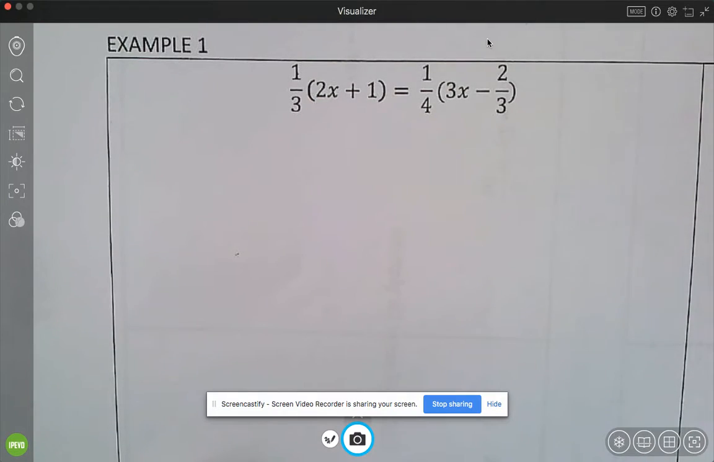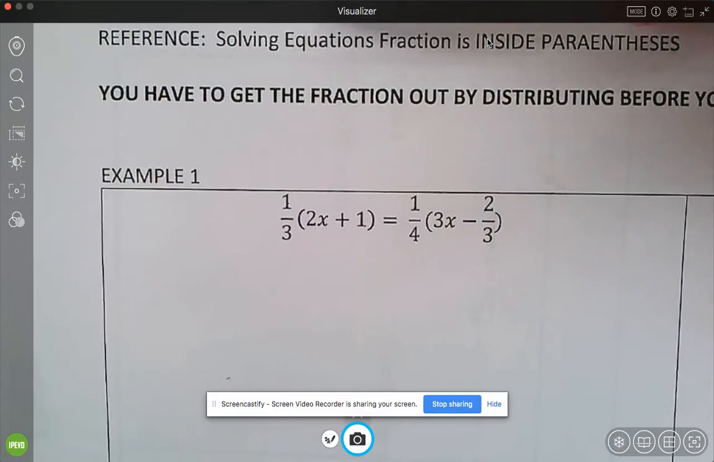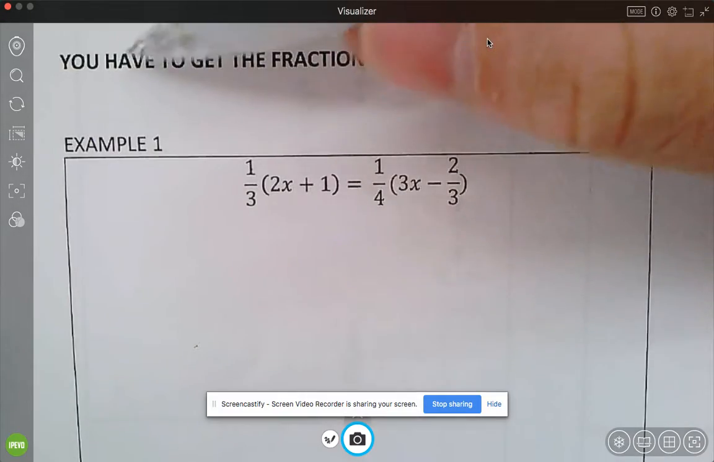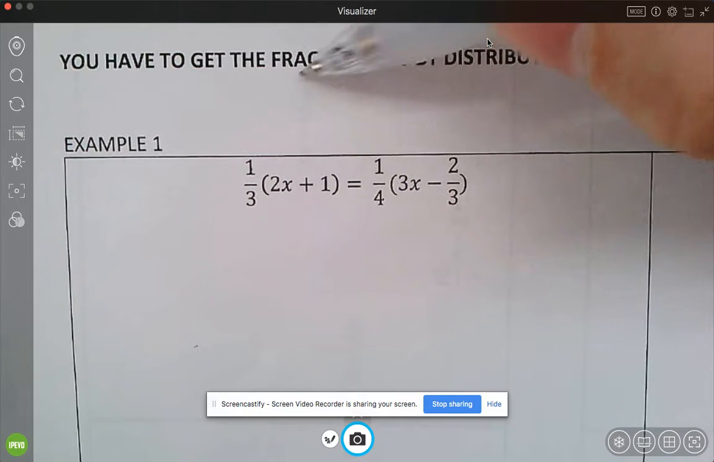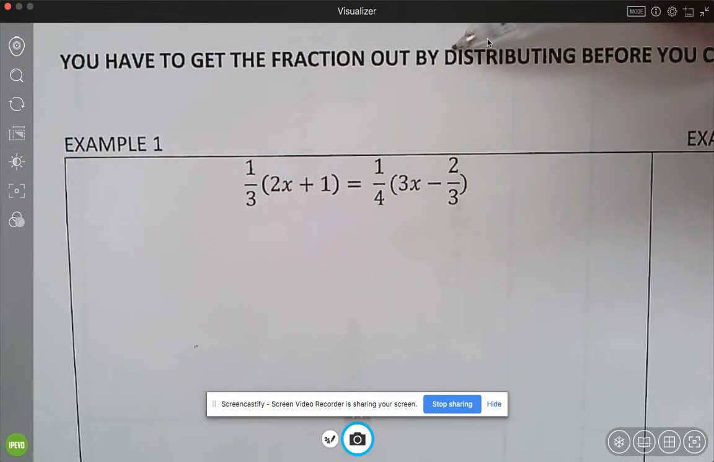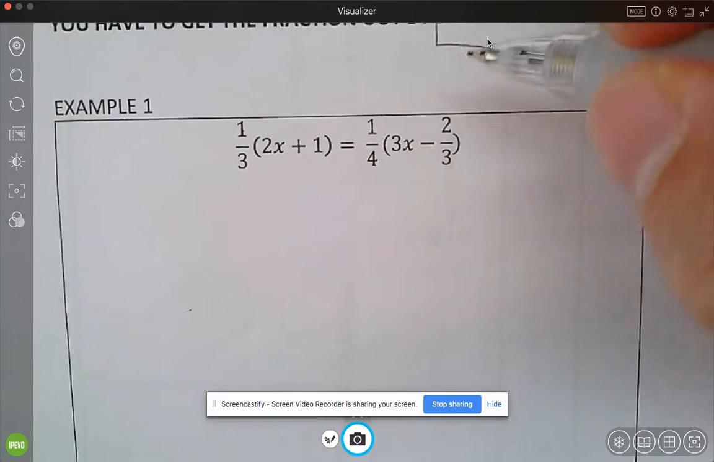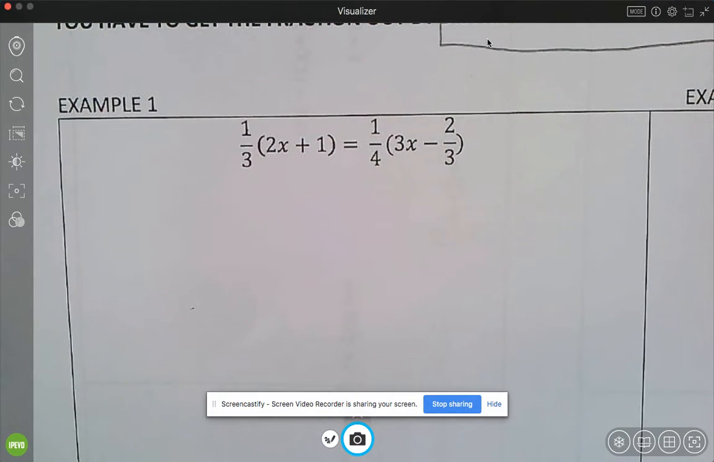All right, in today's video reference, we're going to learn how to solve equations with fractions inside parentheses. Just like we learned with one fraction, the first step is you have to get the fraction outside by distributing first, and then you can clear. So let's do this first example together, and if I have time, we'll do the second example as well.